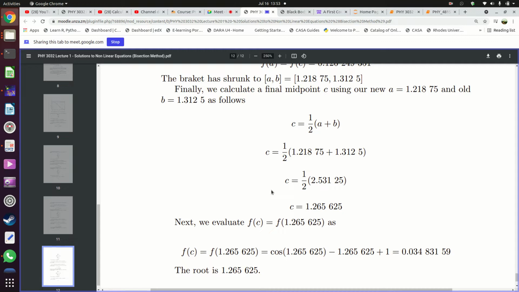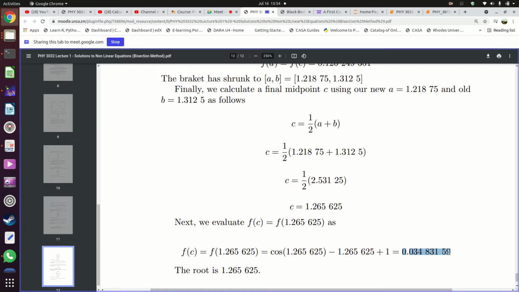But with what we are doing, it's not possible for our function f of x to become 0. The only thing we can do is to find the value of x which makes f of x approximately equal to 0. So in our case, when we check with this midpoint which we have as our root, we check the value of the function at this particular value. So we end up with cos 1.265625 minus 1.265625 plus 1, we end up with 0.03483158. So this is what we end up with. It is not equal to 0 because these bisection things are approximation methods. It is not equal to 0, but it is approximately equal to 0.